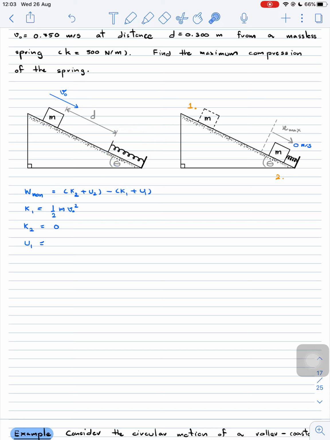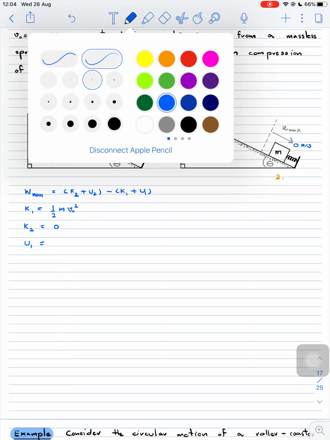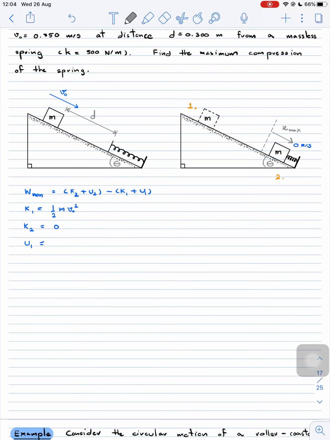But for the block m, you can see that it displaces from this position to this position, so it has a difference in height. Then in this case, it must have a change in the gravitational potential energy as well. But what is its value? We need to define the reference level here.